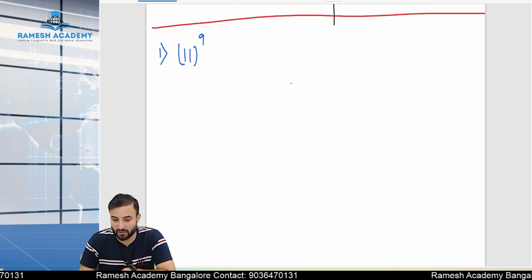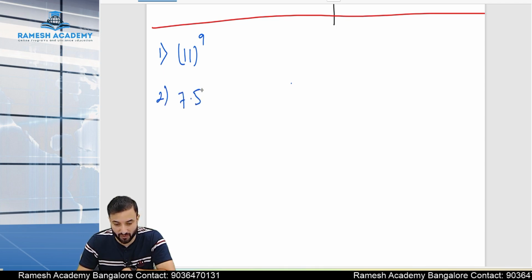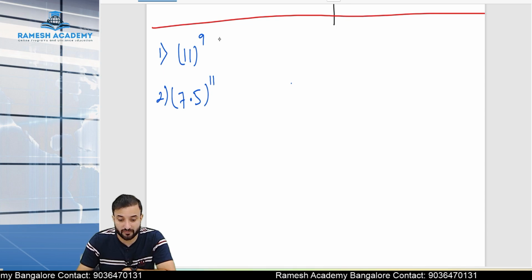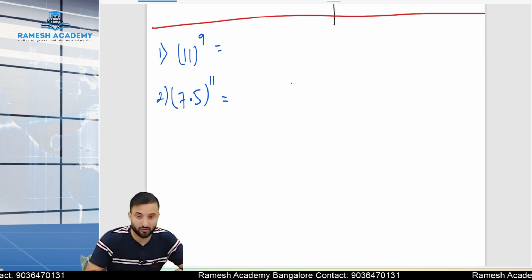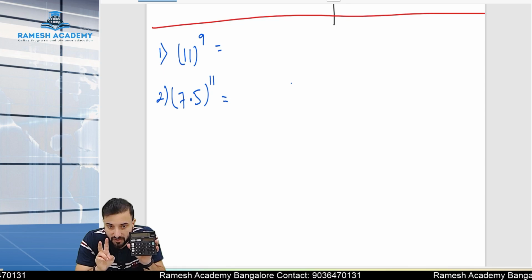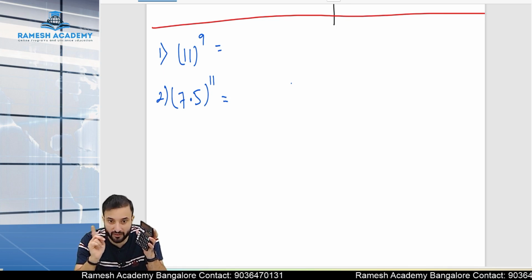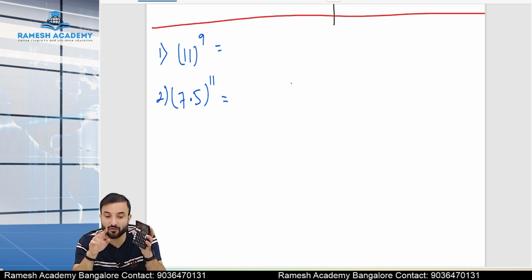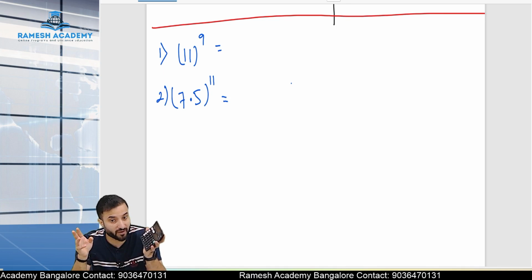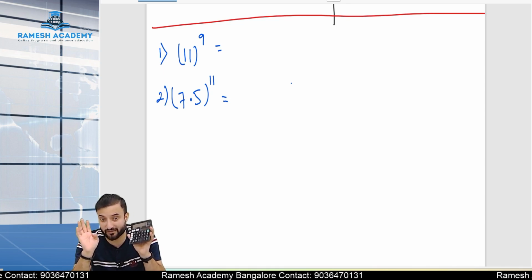So first thing we are learning about is when the power is much higher, like suppose 7.5 power 11, a number like this. How are you going to solve it with the help of a calculator? See, you have two options. Either you do 11 power 9, meaning 11 into 11 into 11, till 9 times, then you will get the answer. Or 7.5 power 11 means 7.5 into 7.5 into 7.5, till 11 times, then you will get the answer. So it is very lengthy.